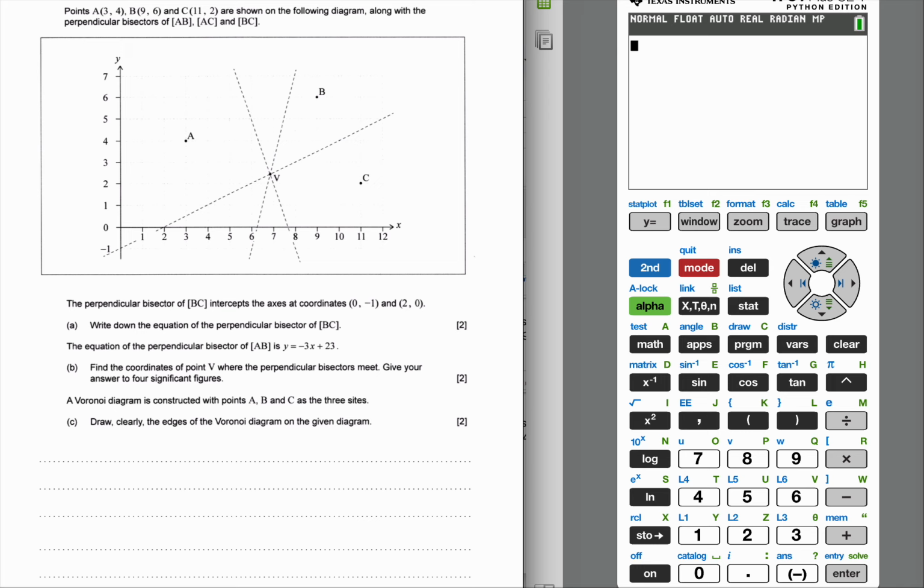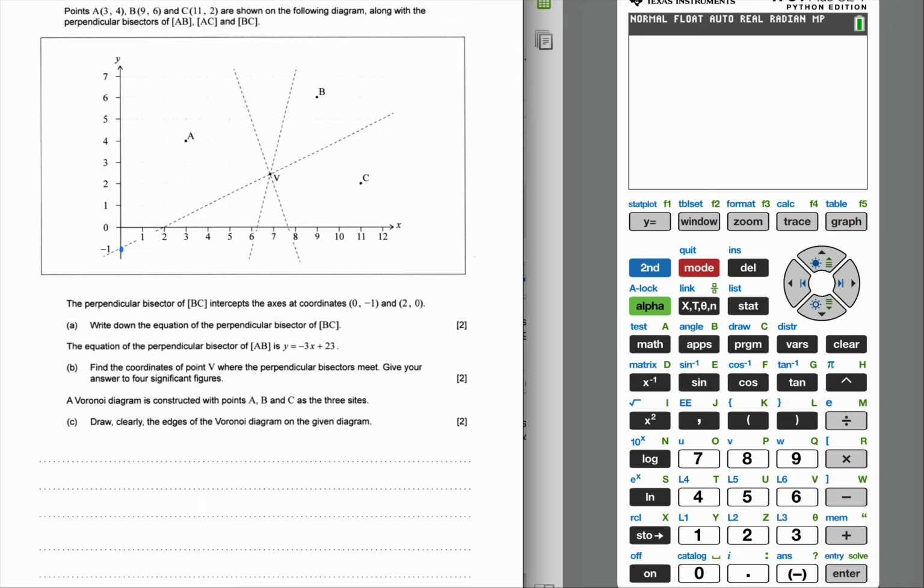This is a Voronoi question, and we're given a diagram of the Voronoi diagram. So you can see there you've got points A, B, and C, and they're your sites, and then you've also got point V as an intersection. It says that the perpendicular bisector of BC, so that's this one here, crosses through the coordinates (0, -1) and (2, 0). So it's telling us these two coordinates that it crosses through, and we need to use that to write down an equation of the perpendicular bisector.